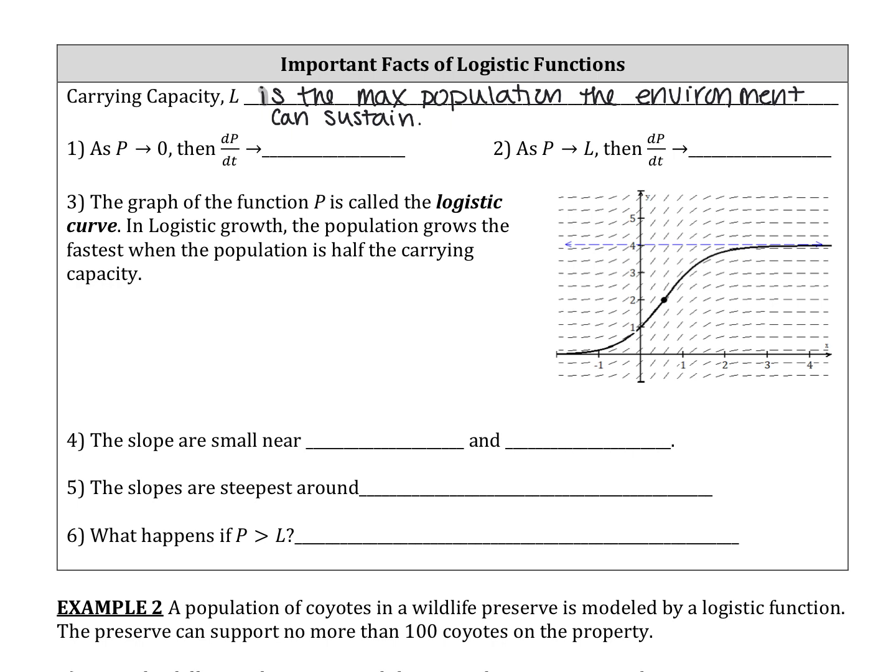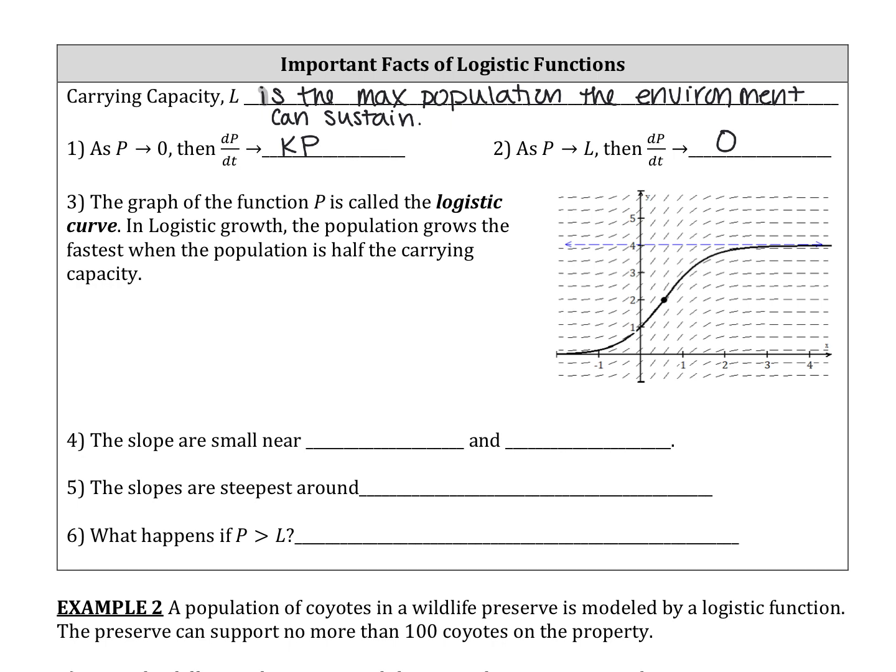So carrying capacity is the maximum population the environment can sustain. As P goes to 0, the rate of change of the population with respect to time goes to kP. And as P goes to L, the rate of change of the population goes to 0. So the graph of the function P is what we call a logistic curve.